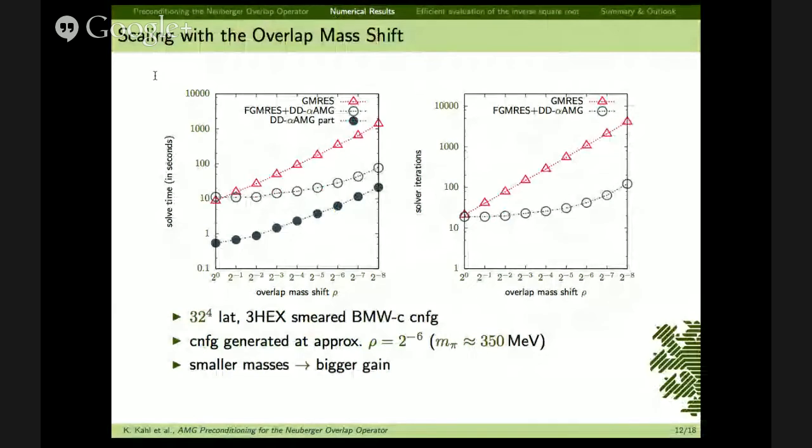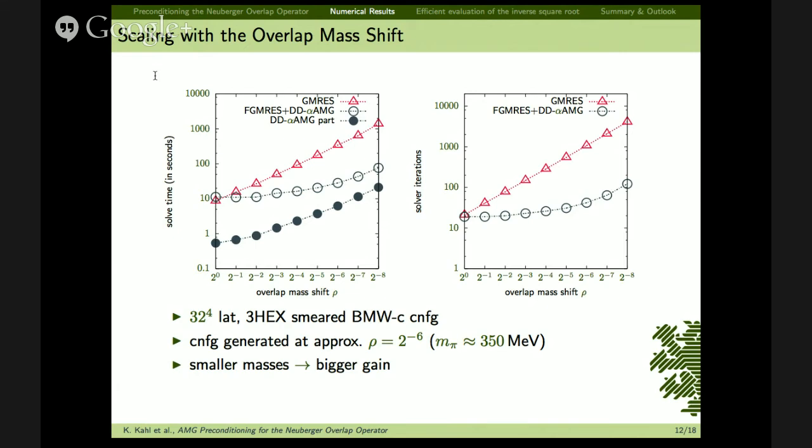Okay, so let's look at the other results that I have. I don't know how I'm doing on schedule. So what do we see here? Here we have a scaling with the overlap mass shift. So now we shift the overlap operator towards the imaginary axis and shift the Wilson preconditioner with it as well. Here we see that GMRES gets worse and worse, as you would expect, because the condition number basically scales exactly with the shift. So it should get worse and worse, almost in this linear fashion as we see it here, and we see that our preconditioner does scale better with respect to the shift.